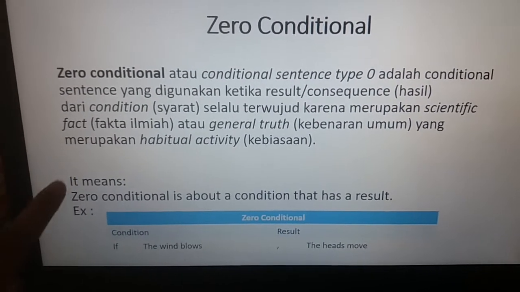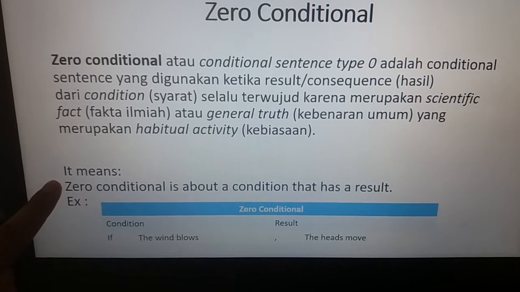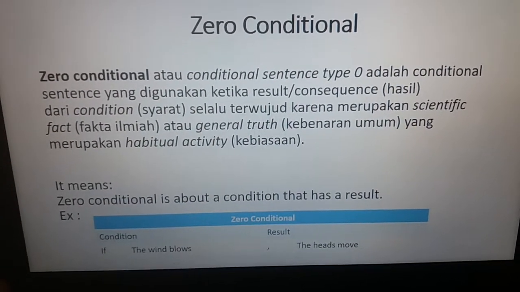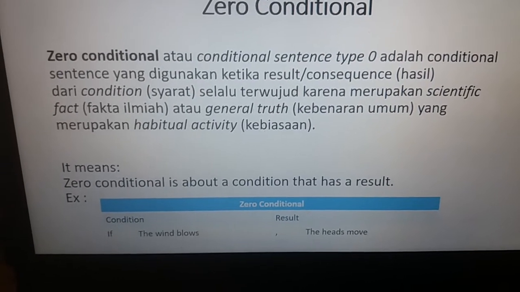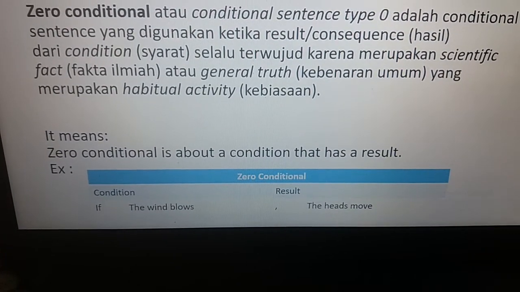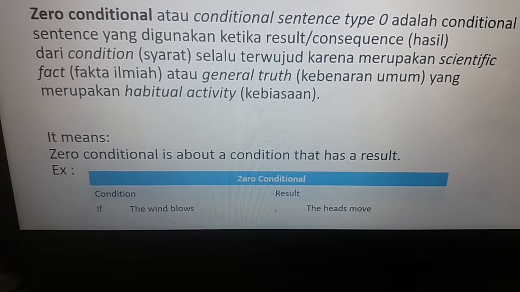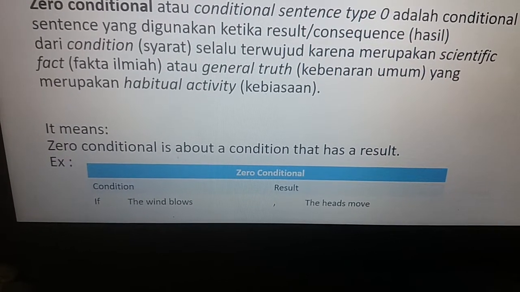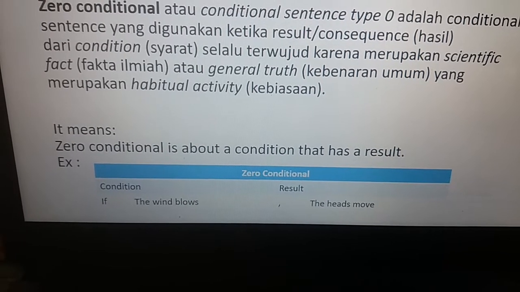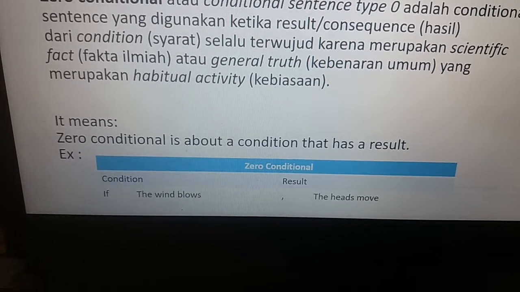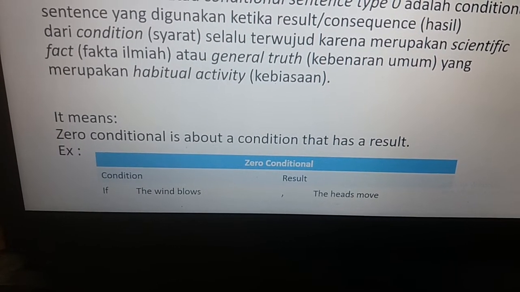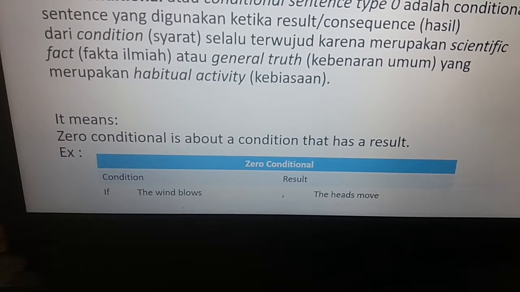Now, look at this. Zero conditional is about a condition that has a result. So it has what is called a condition. For example, if the wind blows, the heads move. The condition is the conditional sentence, if the wind blows. And the result? The heads move.